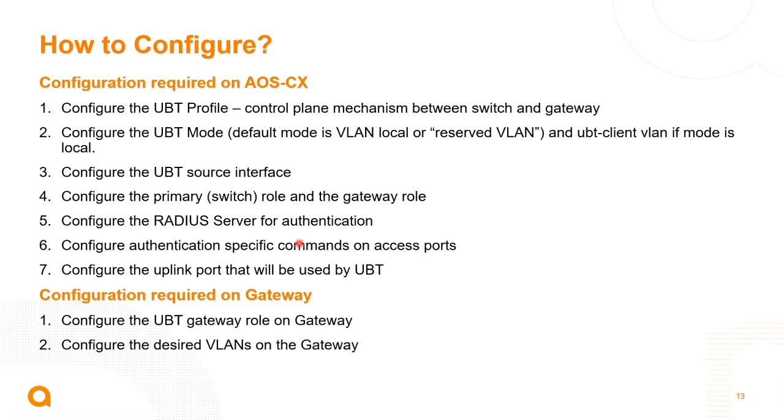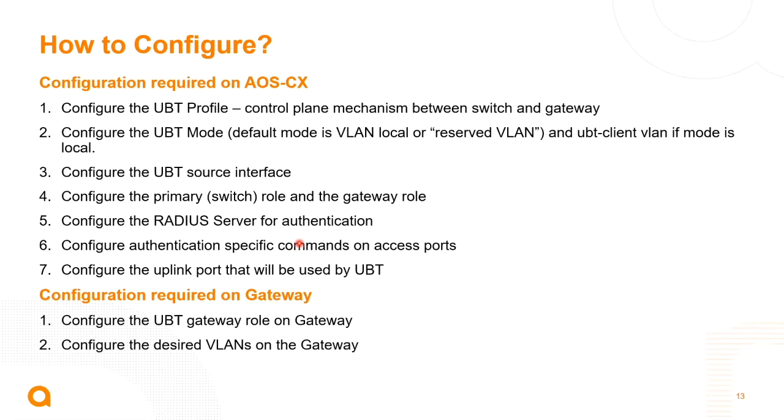So the steps to configure, as we're familiar with configuring UBT: you've got to have the UBT profile. You've got to configure the appropriate UBT mode, the source interface, and configure the primary role, so the switch role, and then the gateway role as well. We have to make sure the switch role is there to initiate the tunneling, and that the gateway role is there to assign the VLAN or make sure it goes into the appropriate VLAN, and that we have the appropriate policies ready to go for the tunnel clients.